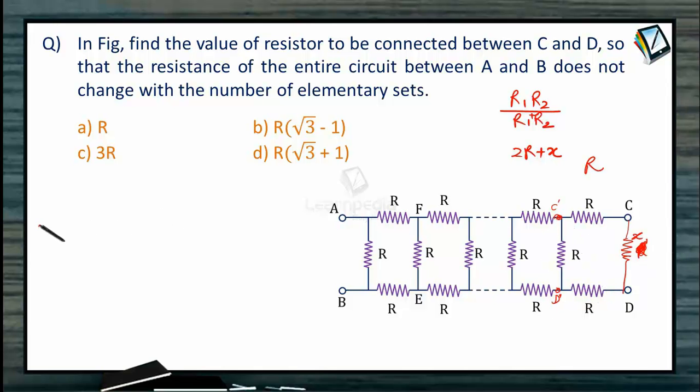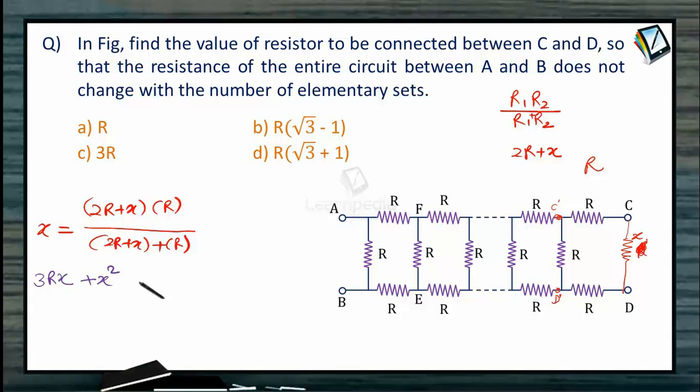So the resultant X is equal to what? 2R plus X means R1 into R2, R2 is R, divided by R1 plus R2, which means 2R plus X plus R. Now we can simplify this equation by cross multiplying. Here you can see that 2R plus R becomes 3R. So cross multiplying, it becomes 3RX, and then X into X becomes X square. It is equal to 2R into R, which is 2R square, and then R into X.